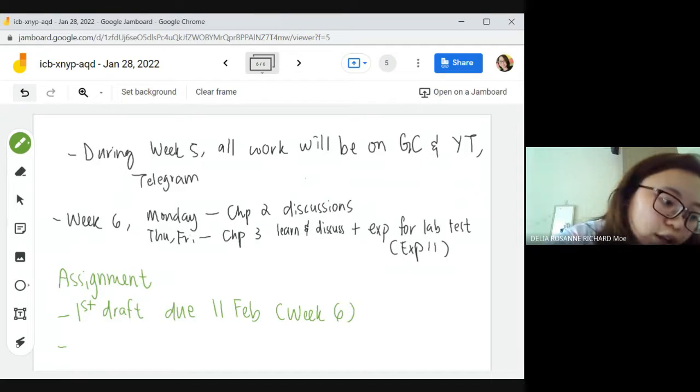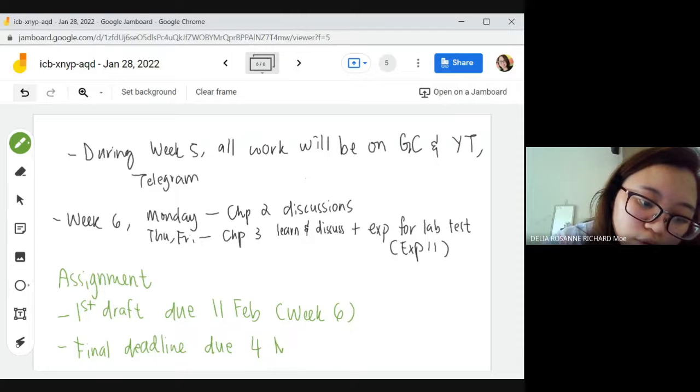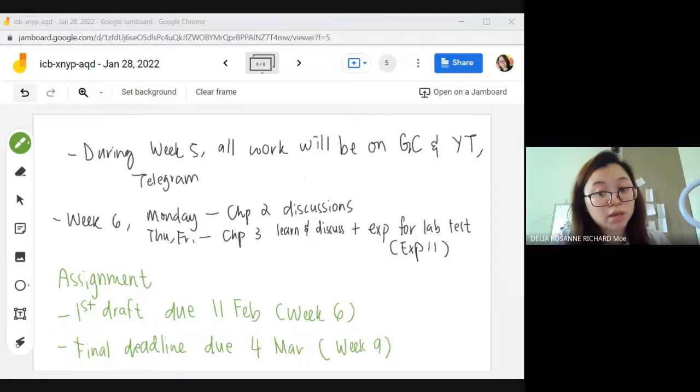And then final deadline due on 4th March, which is week 9. Kalau kamu punya marka assignment rendah, masa kami bincang marka PB di unit nanti, akan dibangkitkan. Miss Delia, kenapa marka pelajar Miss Delia semua rendah-rendah? And I don't want to say why it's rendah. If possible, I don't want my name there at all.